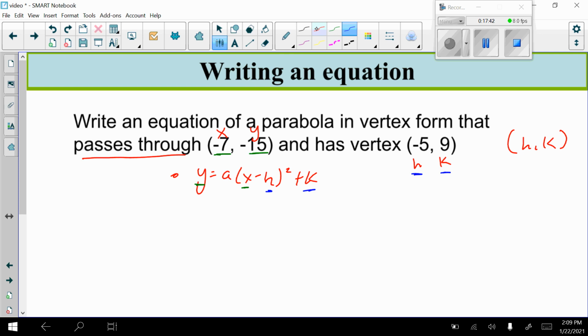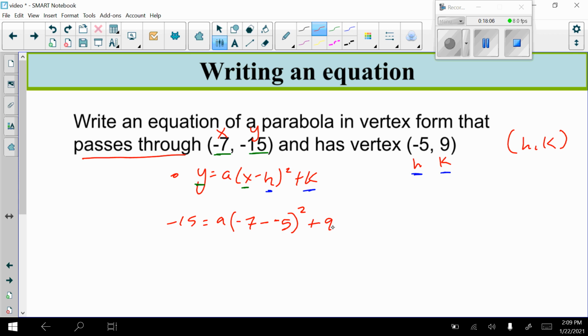Let's see what that's going to look like. All right, so y is -15 equals a times x is -7 minus h, which is -5. Notice how I did minus -5. I didn't lose track of that negative sign there. It's minus whatever h is. It's all squared, and then plus k, which is 9.